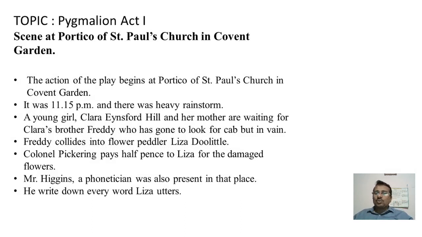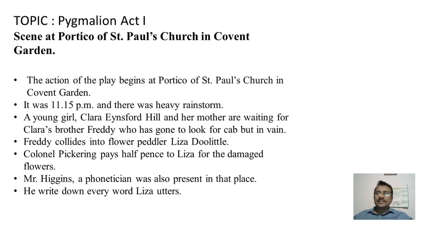Pygmalion, Act 1, takes place in the portico of St. Paul's Church in Covent Garden. The action of the play begins at the portico of St. Paul's Church in Covent Garden. It was almost 11:15 p.m. and it was raining heavily.